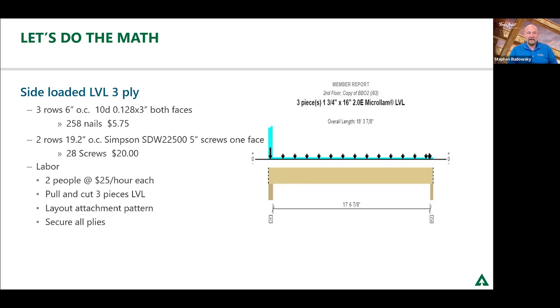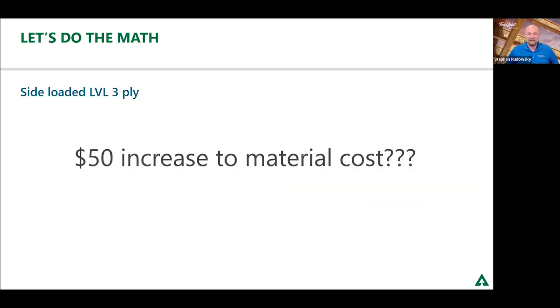And at the end of the day, you could be looking at a material cost increase of $50 or more just to make a 3-ply material. When you look at 3 plies together versus a single ply member like a PSL, at the end of the day, if you really did the math, they're probably going to come out to almost the same price.